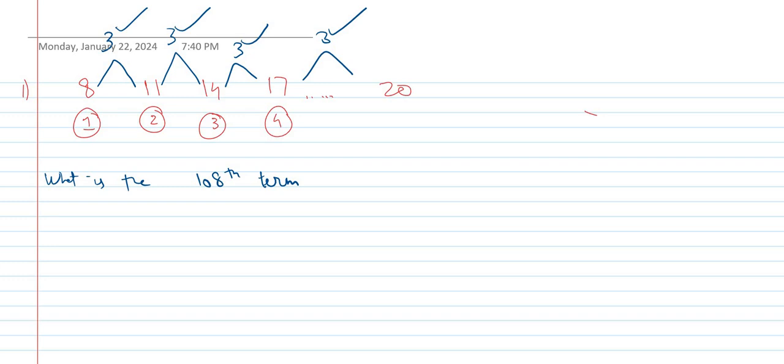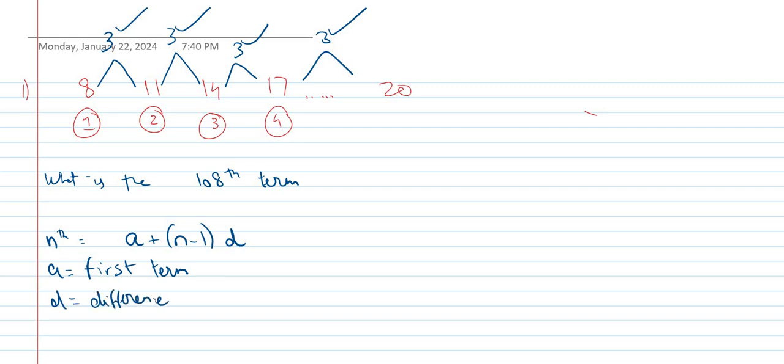So the formula to find a term is, for example, in order to find the nth term, the formula is a plus n minus 1 multiplied by d. a refers to the first term, and d refers to the difference. So for example, if you want to find the 108th term, you will say a is 8 in our question and d, the difference, is 3.